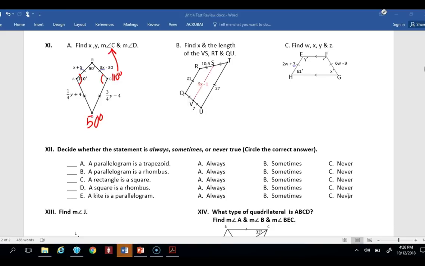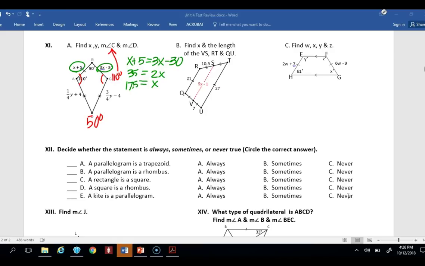So we know that these x's are equal to each other here, so we set them equal to each other. X plus 5 equals 3x minus 30. Subtract x from both sides, that gives me 2x over here. Add 30 to both sides, that gives me 35. So x is equal to, I think that's 17.5, yes.